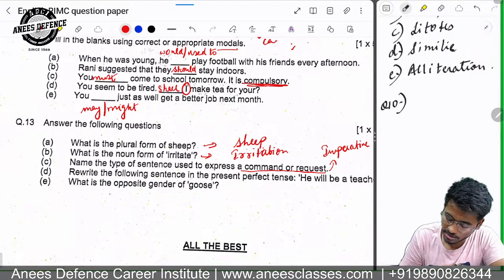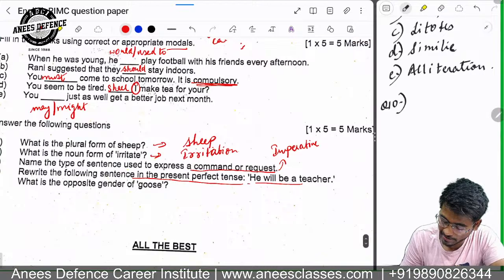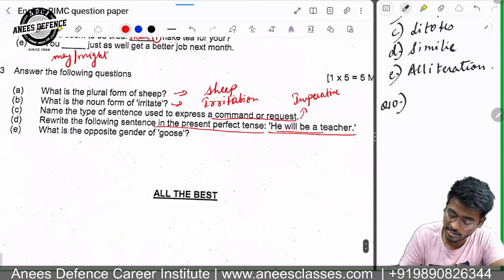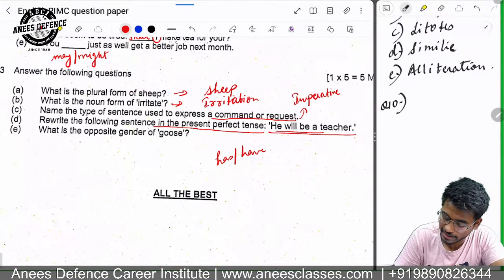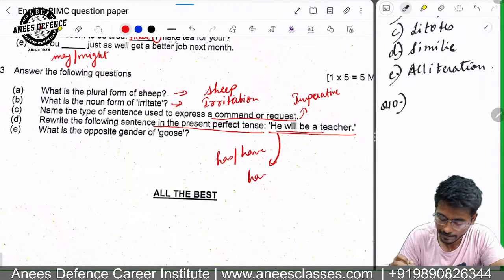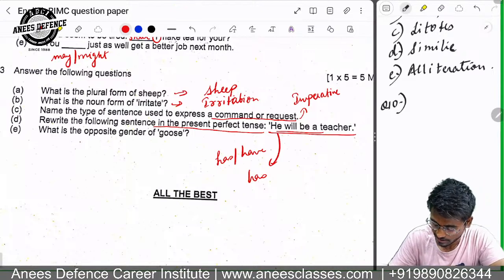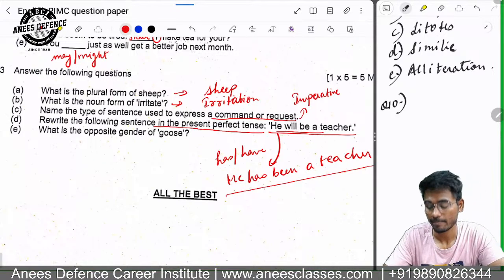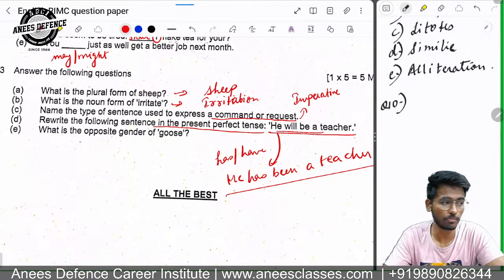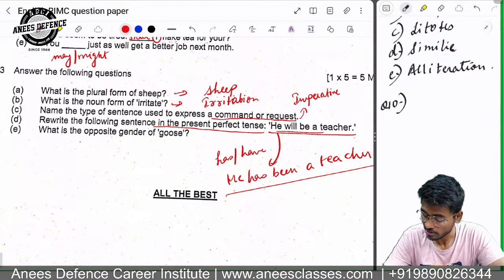Rewrite the following sentence in the present perfect tense. He will be a teacher. किसमें लिखना है हमको? प्रेजेंट परफेक्ट टेंस में लिखना है. प्रेजेंट परफेक्ट टेंस मतलब क्या आने वाला है? हैज या तो हैव आएगा, बट "ही" लिखा है तो "ही" के साथ क्या लगता है? "हैज" ही लगता है. तो मैं क्या लिखूं यहाँ पर? He has been a teacher. ये हो गया मेरा टेंस. ओके, सही है ना? "ही विल बी अ टीचर" को हम लोगों ने प्रेजेंट परफेक्ट टेंस में कन्वर्ट किया, तो इट विल बी "ही हैज बीन अ टीचर."